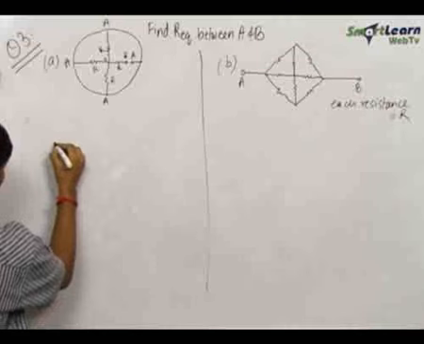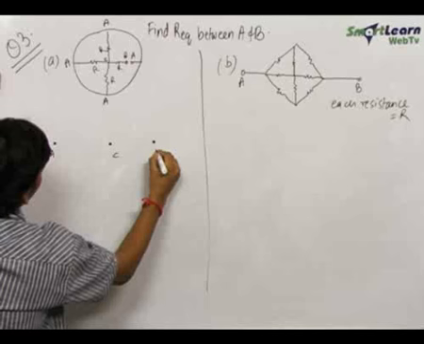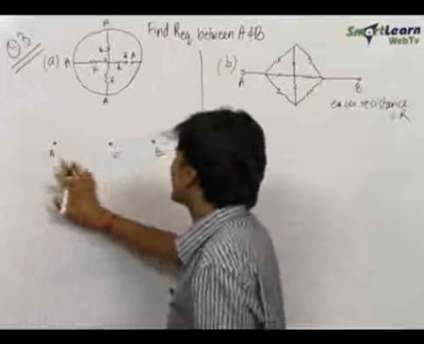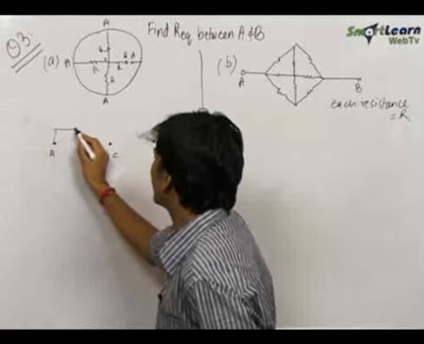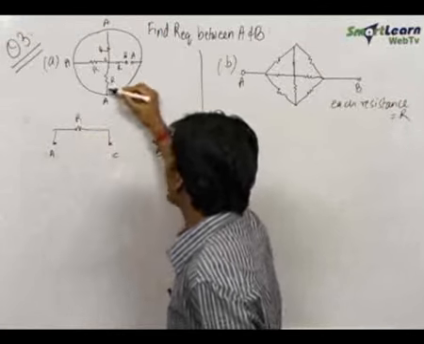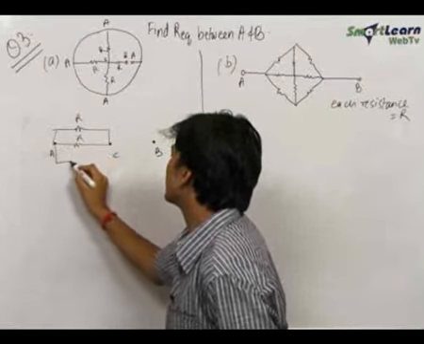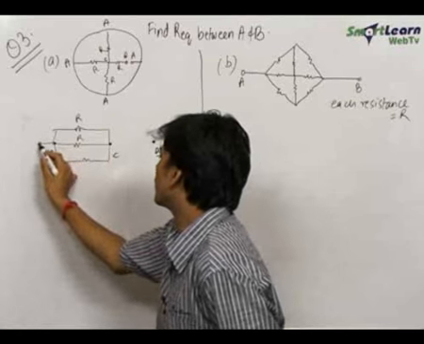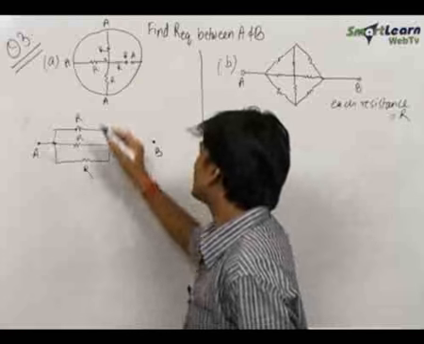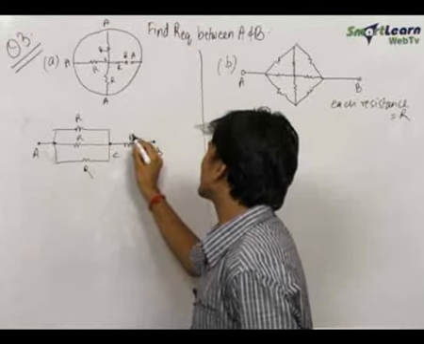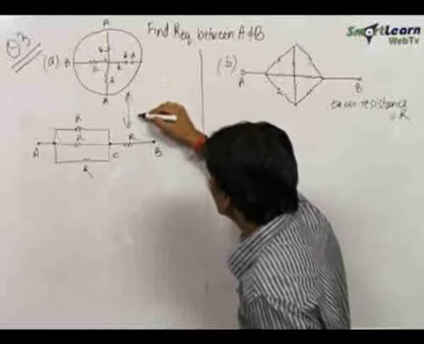Now to simplify the diagram, you mark A on one side, C on one side and B on one side. Now draw all the resistances between the various potentials. We have one resistance between A and C, so we draw one resistance R. We have another and another resistance between A and C, so we draw two more resistances between A and C. And we have one resistance between C and B, so we draw one resistance between C and B. Both these diagrams are totally equivalent.